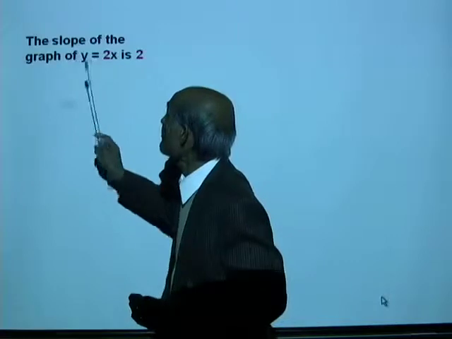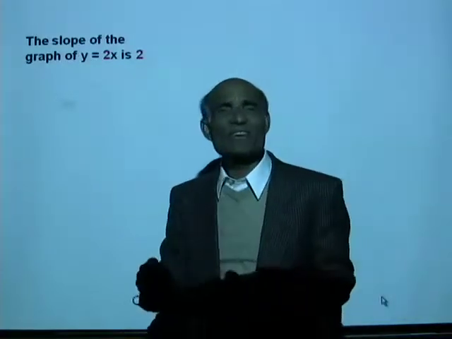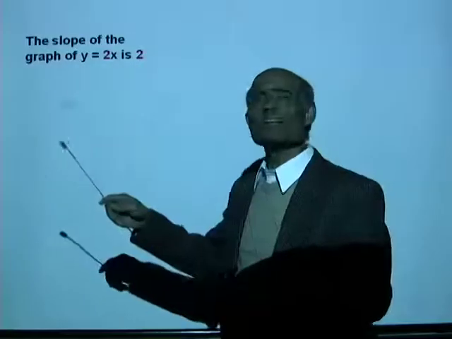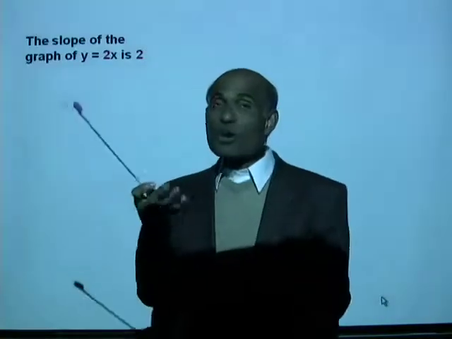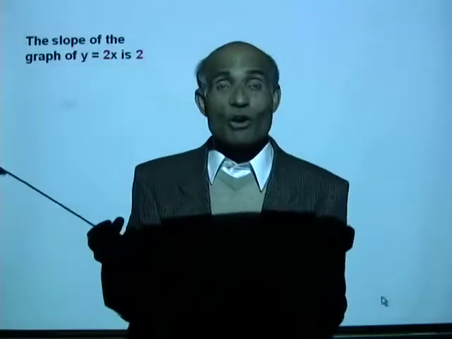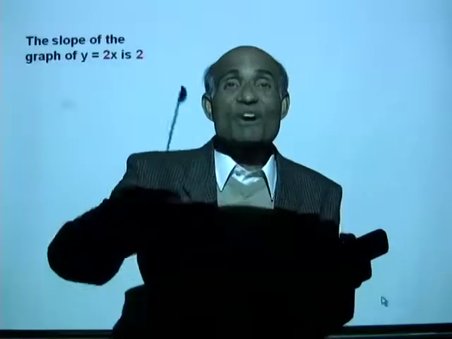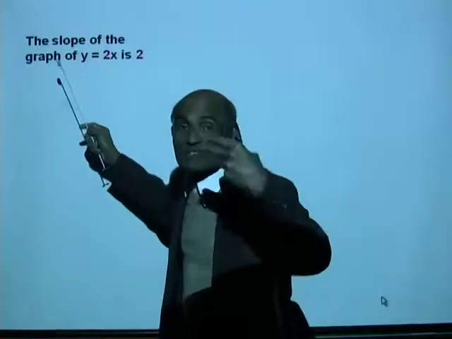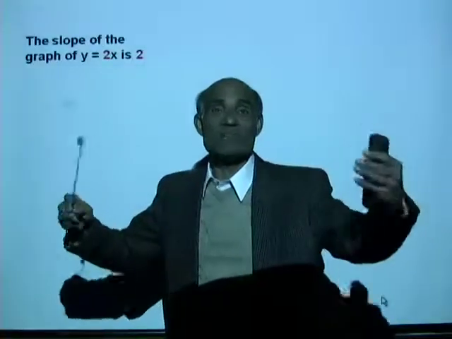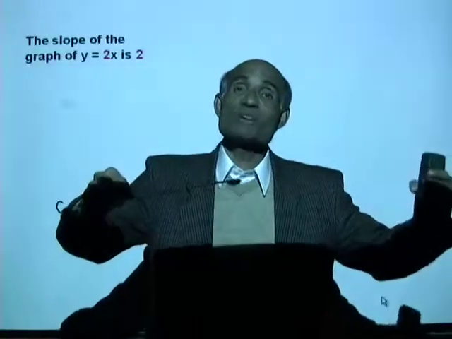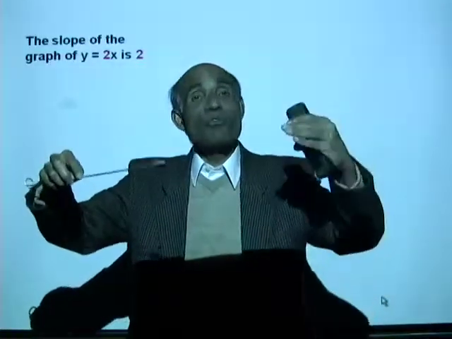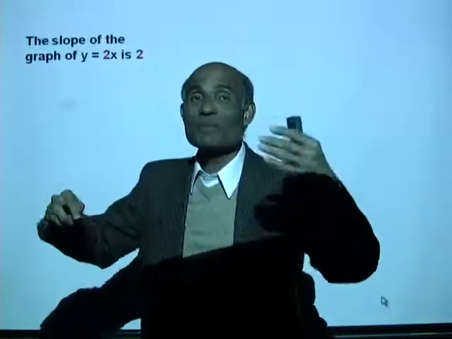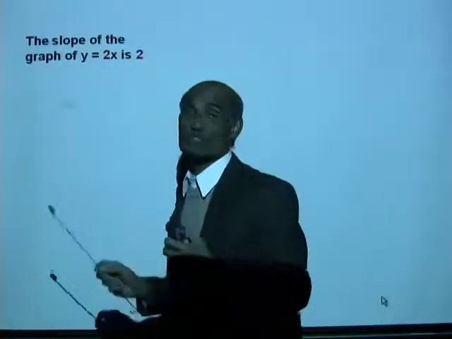The slope of the graph of y equal to 2x is 2. Now how do you know that? Well, you should know it by many ways. First of all, slope is a measure of the rate of change. When x changes by 1, y will change by 2 units. That's what y equal to 2x means. When x equal to 1, y equal to 2. X equal to 2, y equal to 4. When x changes by 1 unit, y will change by 2 units. So for y equal to 2x, the slope is 2.